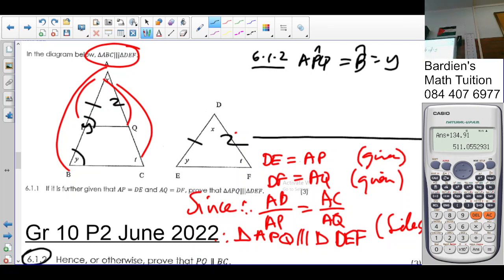So, that is the case because triangle APQ is similar to triangle DEF. Why? Because the corresponding angles are equal. Not so. The corresponding angles are equal, which means to say that angle A is equal to angle D. Angle P is equal to angle E.